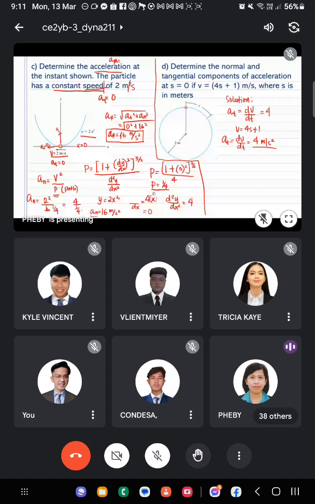Okay. So, what is our velocity? The velocity natin is given as 4s plus 1. If s daw is 0, plus 1, kaya this is 1 meter per second. So our normal acceleration is 1 squared over 2, or normal acceleration is 0.5 meter per second square. So normal acceleration and tangential acceleration.